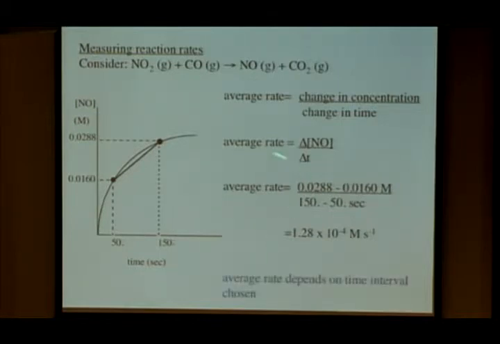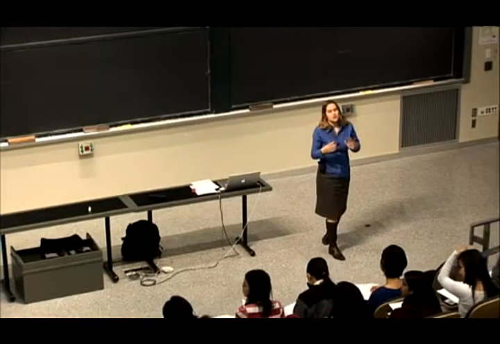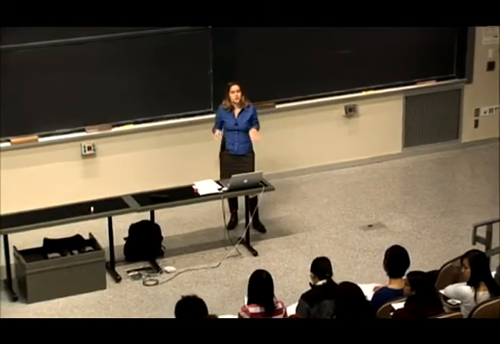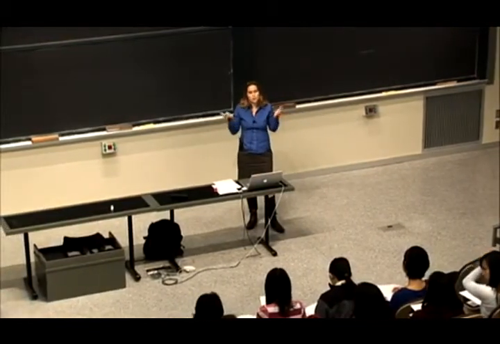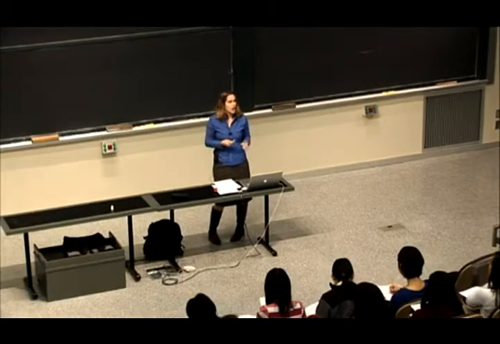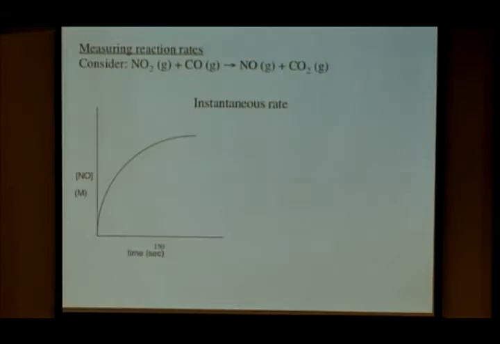But if we had picked a different interval, we would have gotten a different number. So the average rate depends on the time interval. So that's not always ideal. You don't always want to know an average rate, which might be different depending on which particular interval you pick. So often when you're talking about rates, you talk about instantaneous rates. So the rate at a particular instant of time. And so let's look at instantaneous rate.